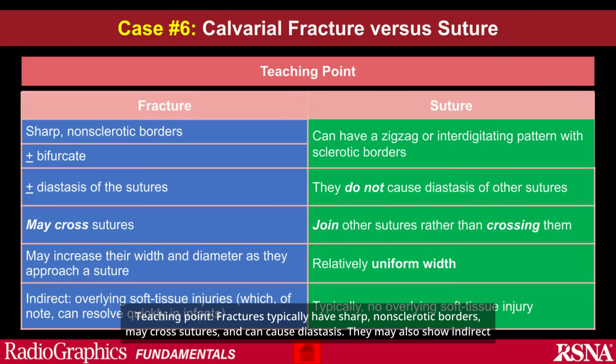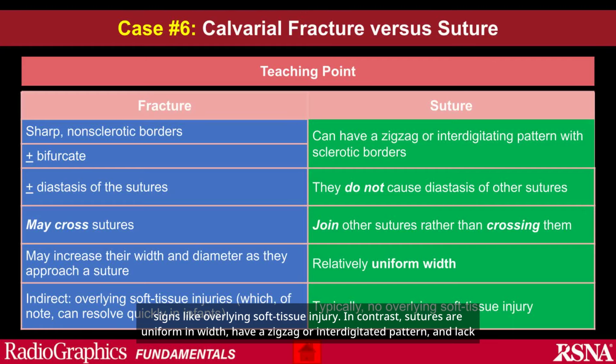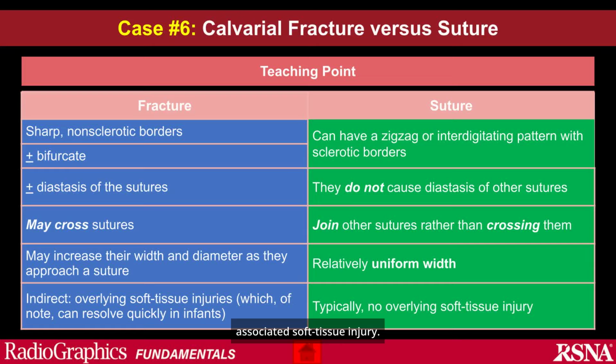Teaching point: fractures typically have sharp, non-sclerotic borders, may cross sutures, and can cause diastasis. They may also show indirect signs like overlying soft tissue injury. In contrast, sutures are uniform in width, have a zigzag or interdigitated pattern, and lack associated soft tissue injury.